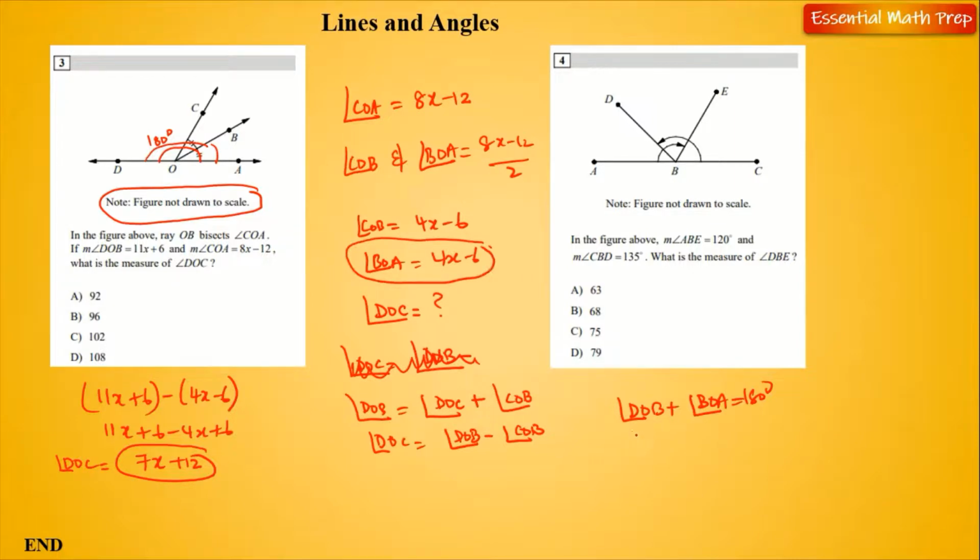So that means DOB is 11x plus 6, plus 4x minus 6 equals 180. So this would be 15x equals 180. So x equals 12. Now let's go ahead and substitute 12 here. So 7 times 12 plus 12 is 96.